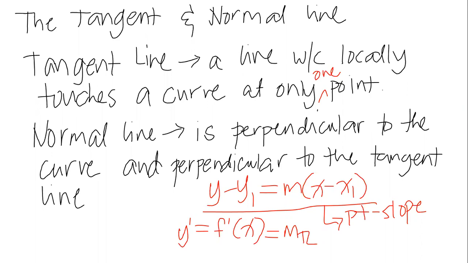So we talk about the tangent line. It is a line which locally touches a curve at only one point. And how about the normal line? The normal line is perpendicular to the curve and perpendicular to the tangent line.